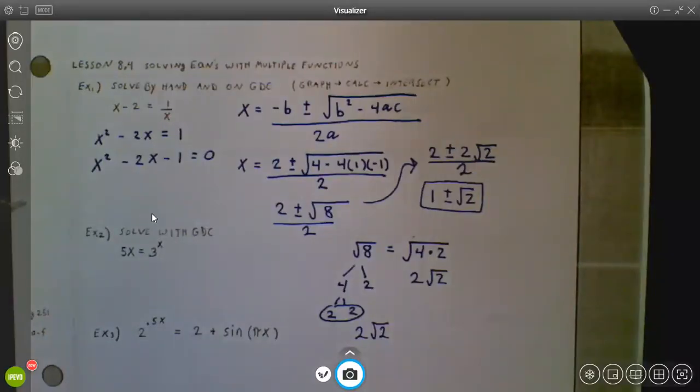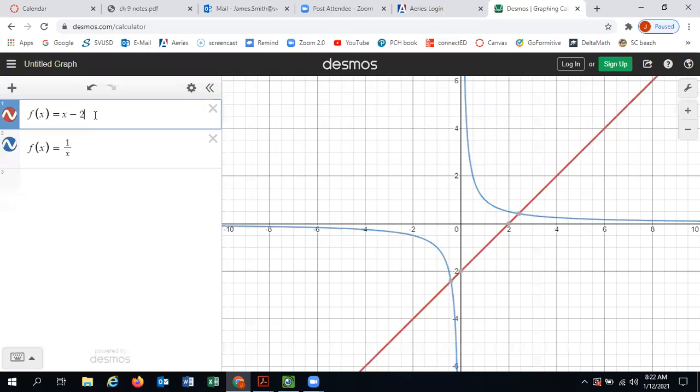So guys, this is one where you wouldn't be able to solve this even if you wanted to, because the x's on this, one of them represents a base, the other one represents an exponent. Good luck solving that. So we would need technology for this. So again, I'm going to go back into Desmos. I'm going to make 5x my first graph, and then 3 to the x power my second graph.